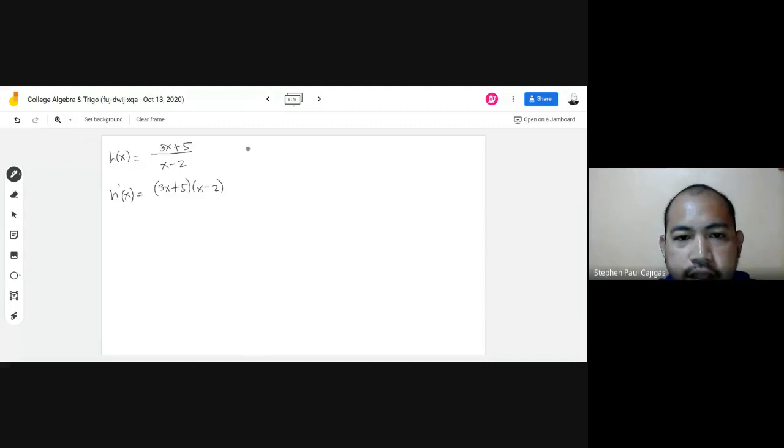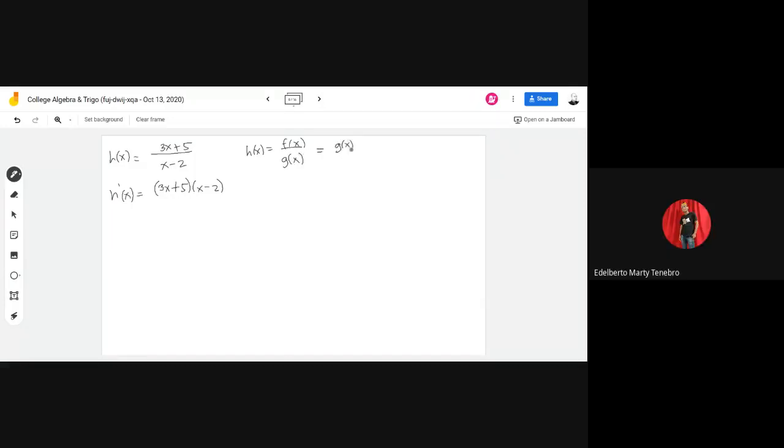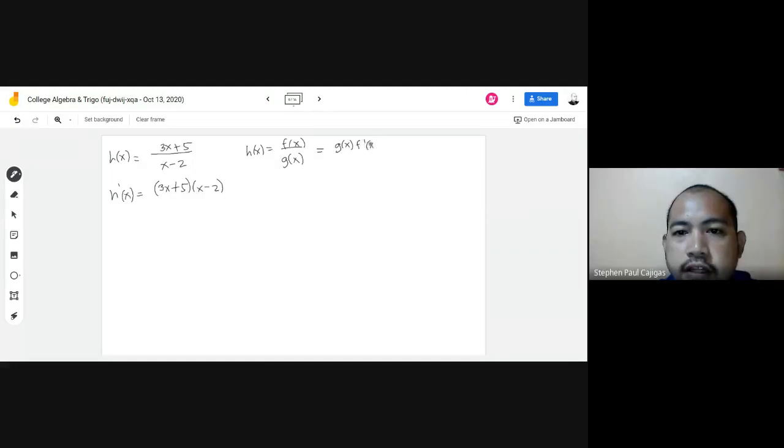Again, let me write. If we have h of x is equal to f of x over g of x, the rule again: low d high, so g of x, f, let me write, minus high d low, all over low squared.